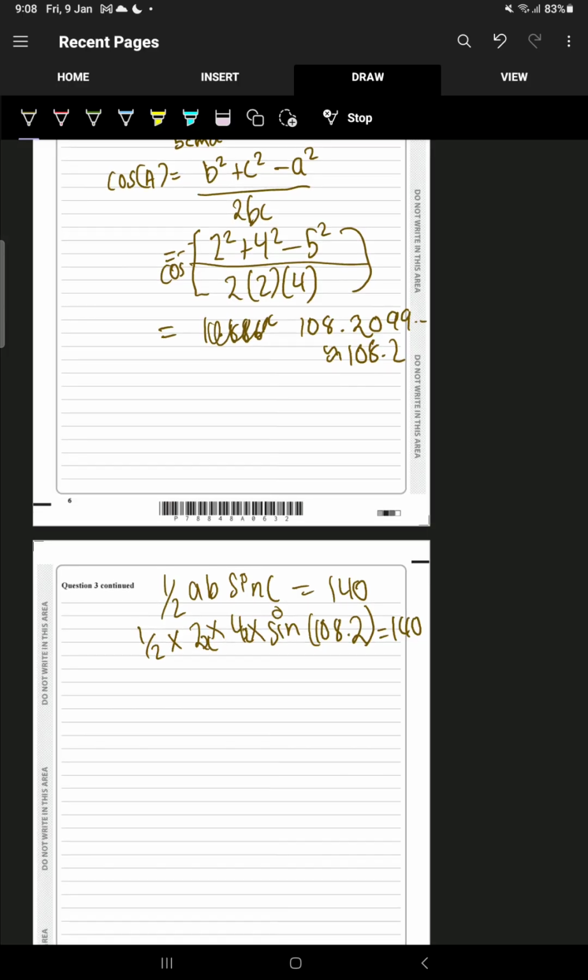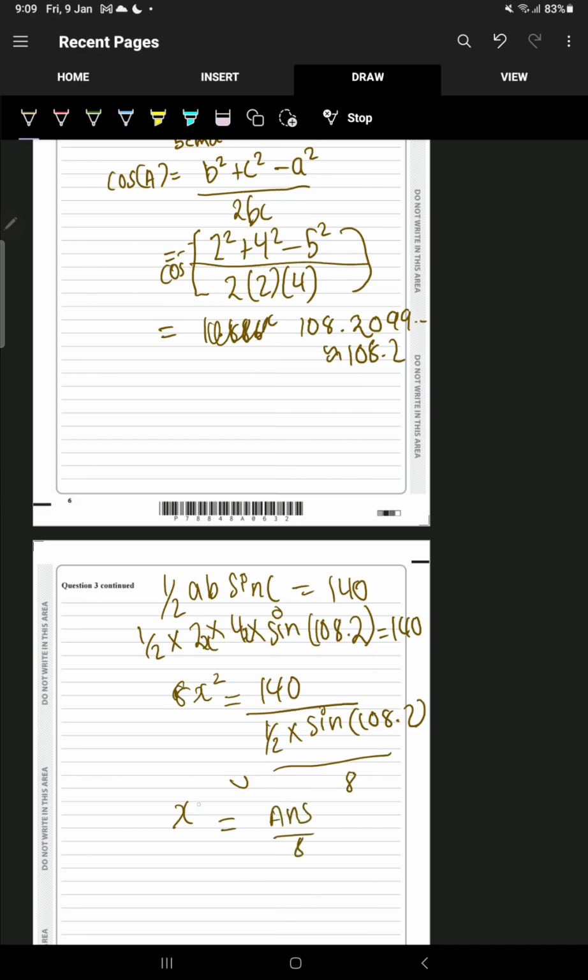All right, so 140 is going to be half times sine of 108.2, times 8x squared, over 4 times 2 is 8. So you divide by 8, and then you square root the answer. So x is 6.069.